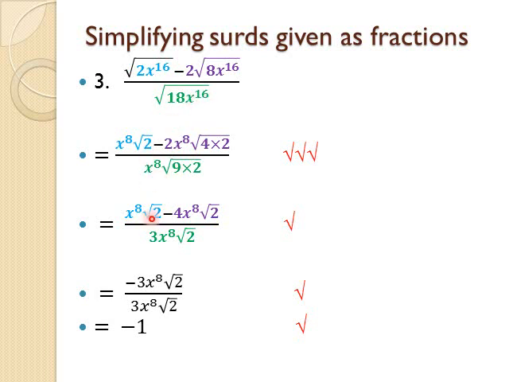So that stays square root 2. Square root of 4 is 2. 2 times 2 would give me 4x8. I'm left with square root 2. Square root 9 would give me 3. So that becomes 3x8 square root 2. So from there, you can see x8, x8, square root 2, square root 2. That is 1 minus 4, which gives me minus 3 x8 square root 2. Bottom, I have 3x8 square root 2. Negative divided by positive, negative, anything divided by itself, 1.